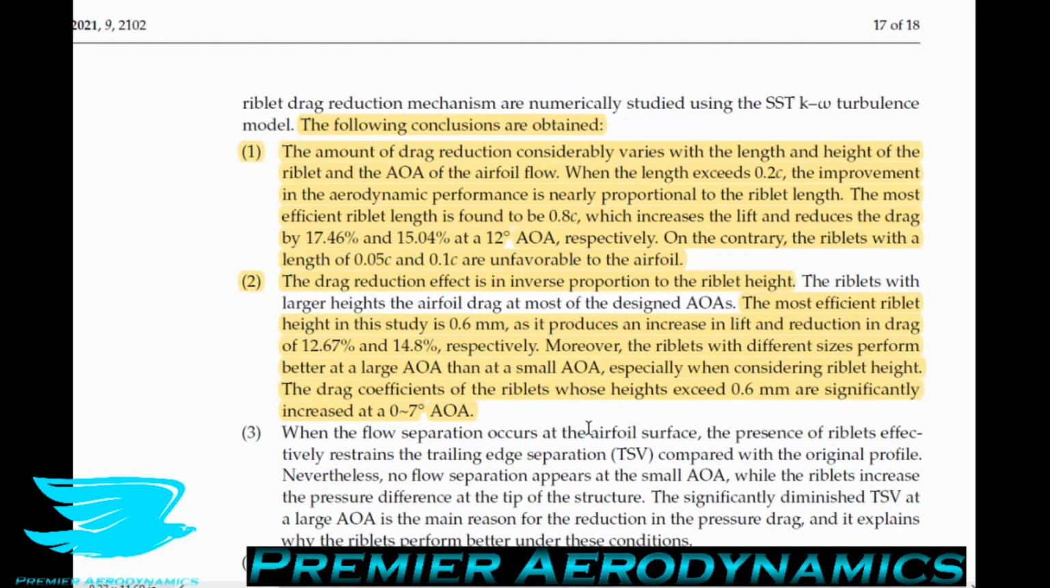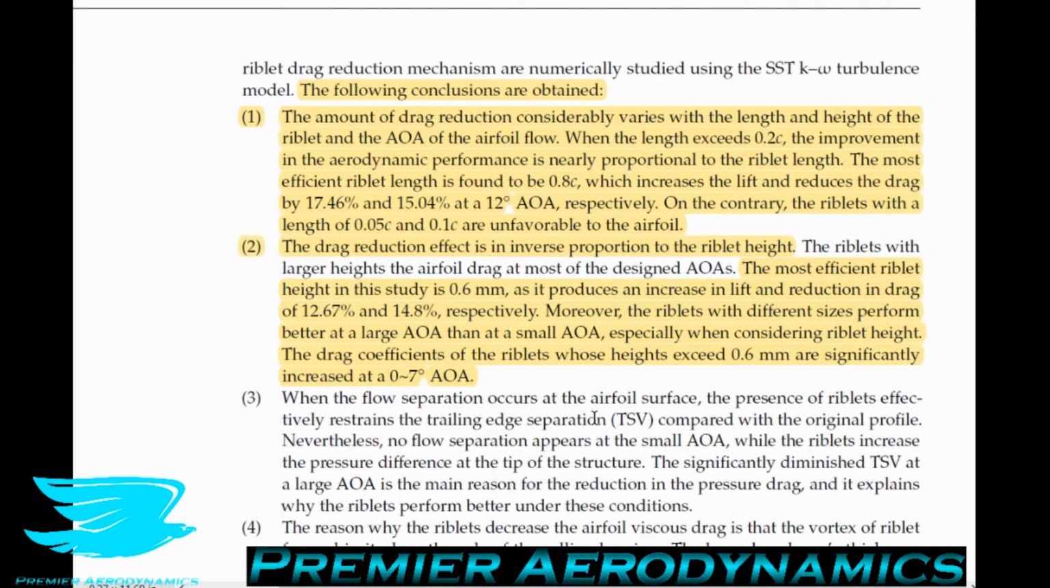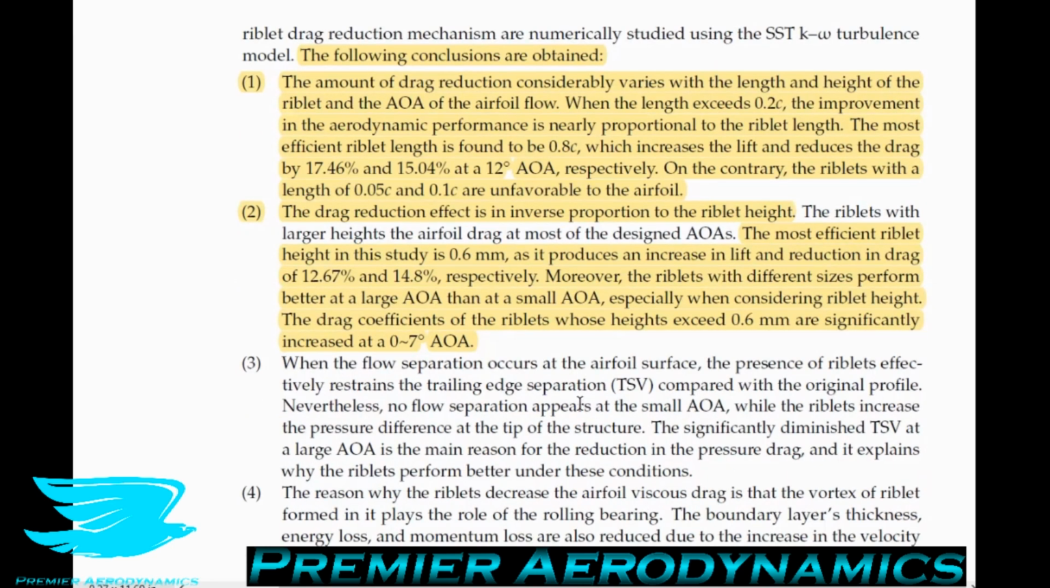The drag reduction effect is inversely proportional to the riblet height. The most efficient riblet height in this study is 0.6 millimeters. That's also the smallest, by the way. They say it produces an increase in lift and reduction in drag by 12.6% and 40.8% respectively. So why would the smallest riblet be the best? Well, probably because it affects the subviscous boundary layer most. This helps suppress turbulent formations, and that helps reduce the viscous drag.